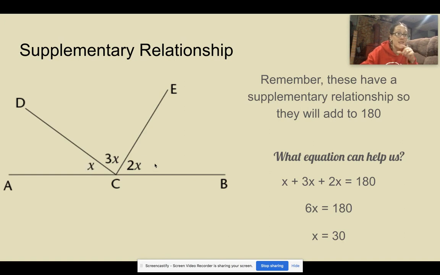It also means that this 2x angle is 2 times 30, or 60. It means that this 3x angle is 3 times 30, or 90. Okay? And remember, you can always pause and rewind. It's like one of the few benefits of this virtual learning.